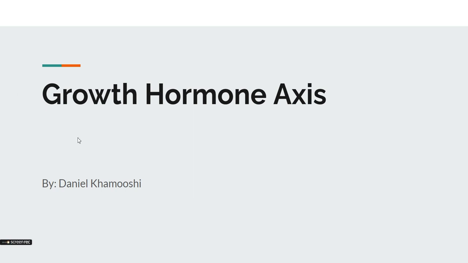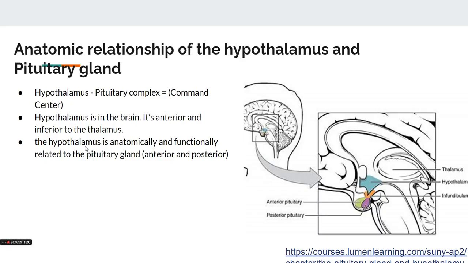I will talk to you about the growth hormone axis. This presentation will discuss the hypothalamus pituitary axis and specifically describe the growth hormone axis. Let's start with the anatomic relationship of the hypothalamus and the pituitary gland.